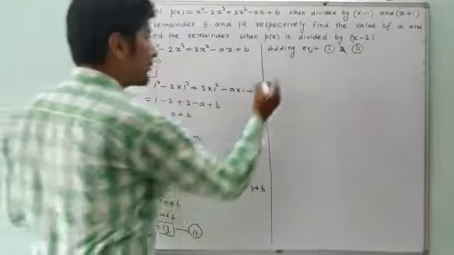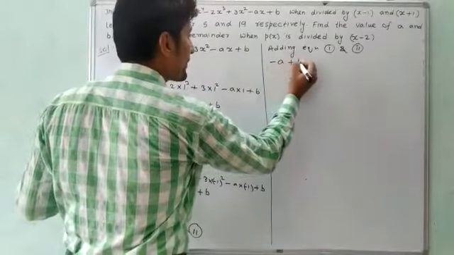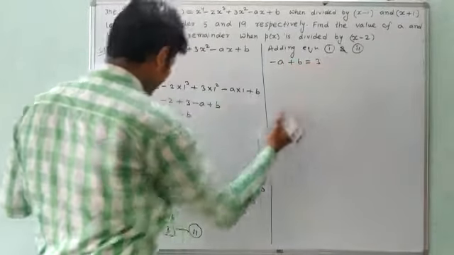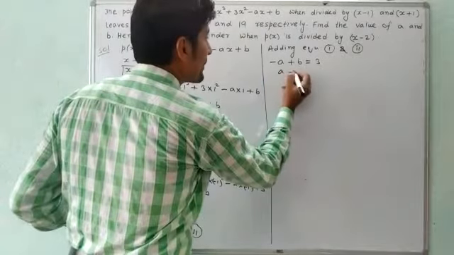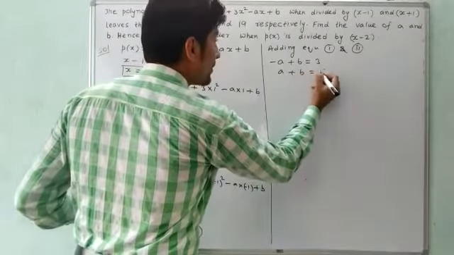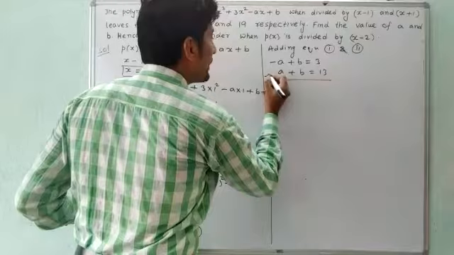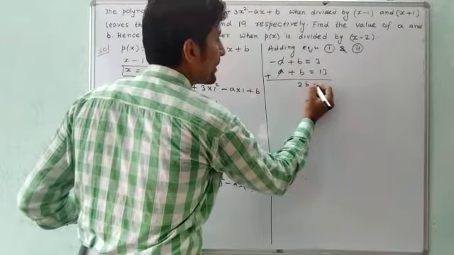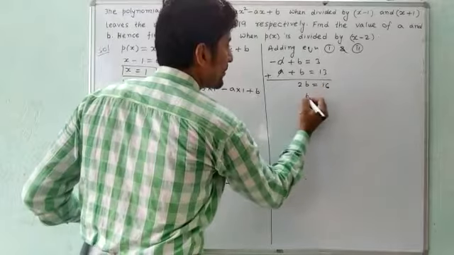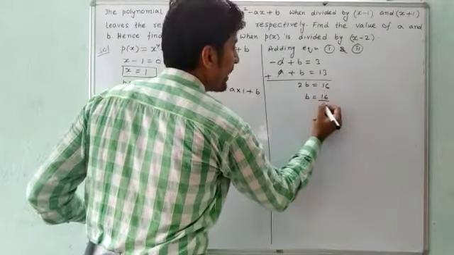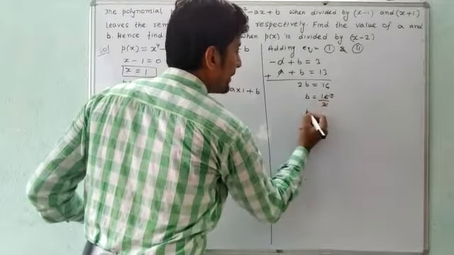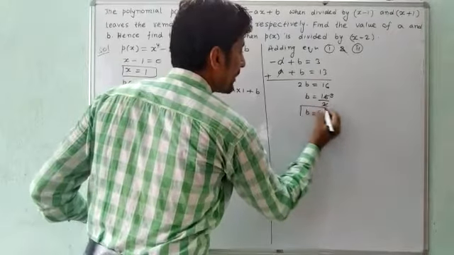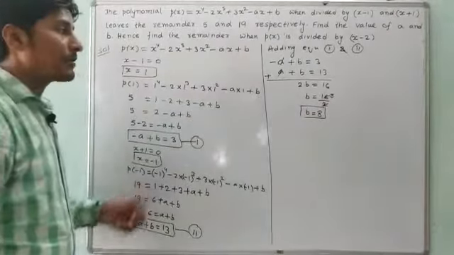So let us see the very first equation, minus a plus b equals to 3. Second equation is a plus b is equals to 13. So we are going to add these equations, both will cancel. We are having here 2b, b plus b, 2b equals to 16. So b will be equals to 16 by 2, or we can say b equals to 8. We got the value of b, that is equals to 8.